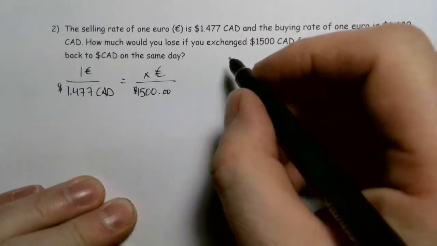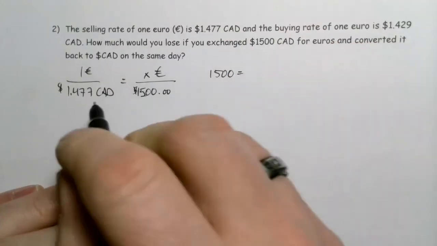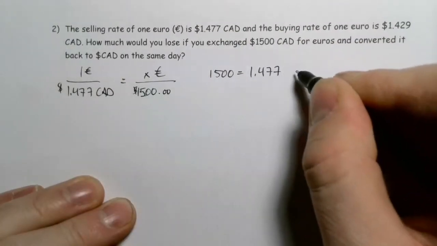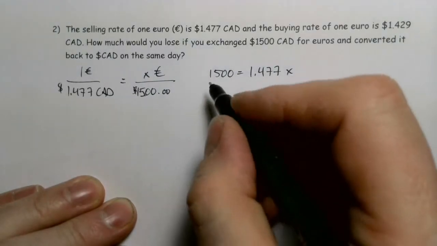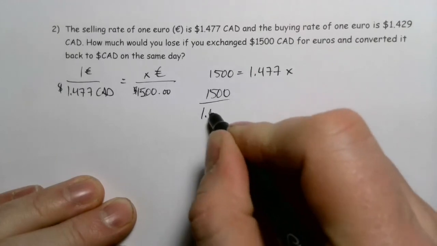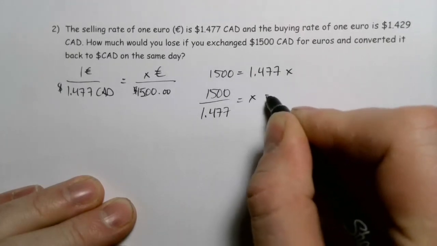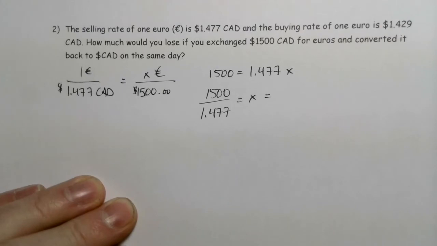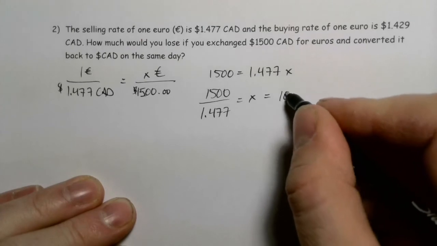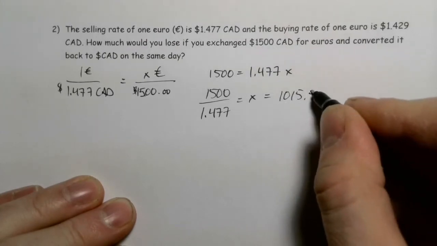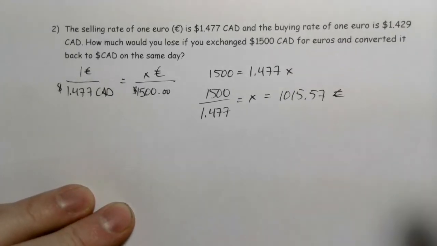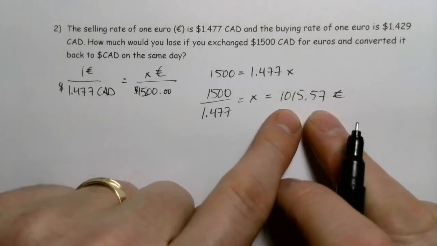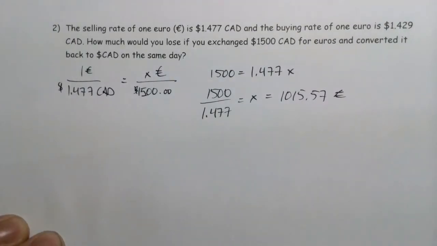1 times 1,500 is going to be 1,500, and then it's going to be 1.477x. And then we're going to divide. So we're going to take 1,500 divided by 1.477, and that's going to equal x. On my calculator, 1,500 divided by 1.477 is 1,015.57 euros. Okay, but just like in our previous example, this is what we did at the beginning of the day, but at the end of the day, nope.